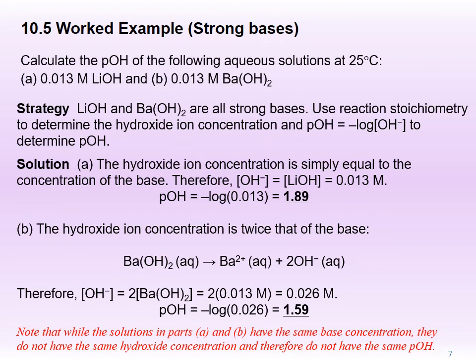Here are some examples. Calculate the pOH of the following aqueous solutions at 25 degrees Celsius. Part A, 0.013 molar of lithium hydroxide, and Part B, 0.013 molar of barium hydroxide. Lithium hydroxide and barium hydroxide are strong bases, so we use reaction stoichiometry to determine the hydroxide ion concentration. Then we use pOH equals negative log of hydroxide ion concentration to determine pOH.